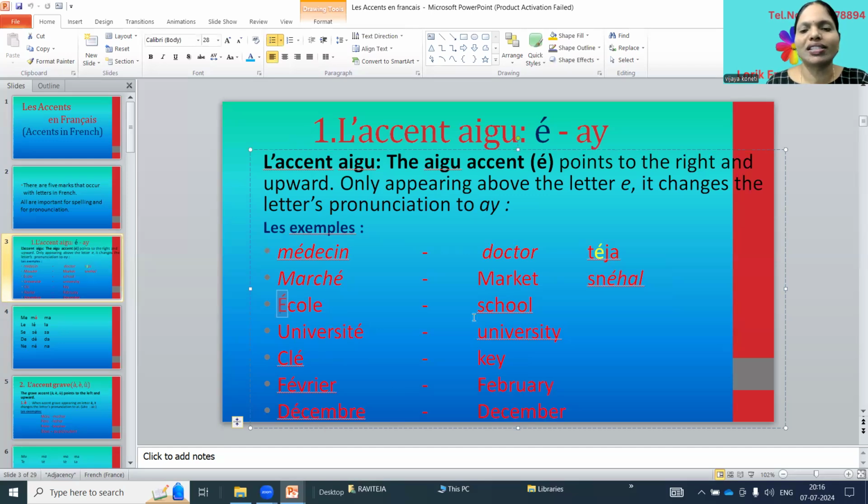If names, it is there. For example, Teja, Snehal, like that; the A sound is coming. We can keep those, but we can't add our own accents to words. Existing words are there, and those we need to learn. D'accord? So, whenever l'accent aigu is coming, we have to pronounce it as the A sound.